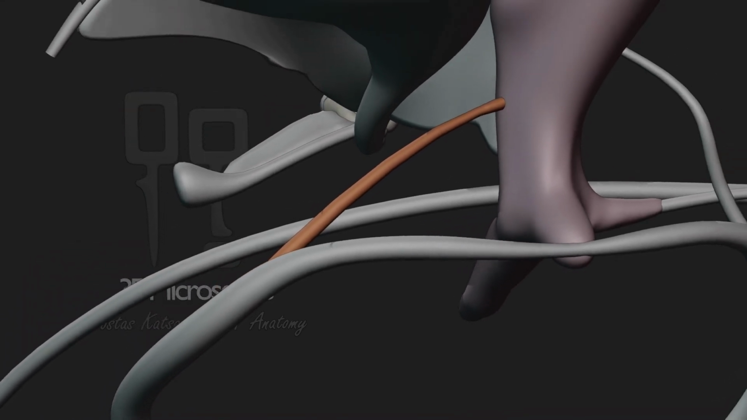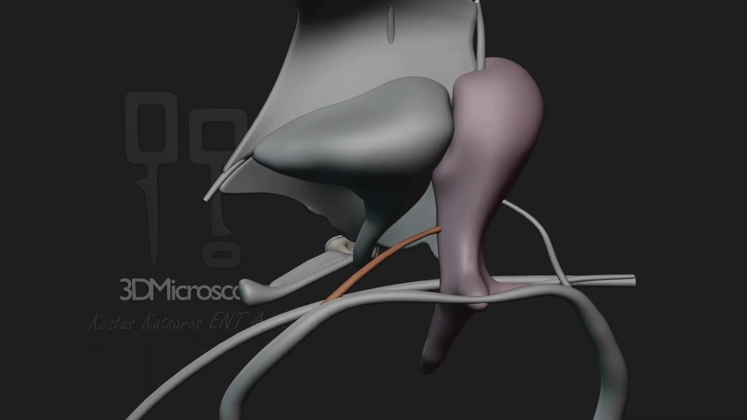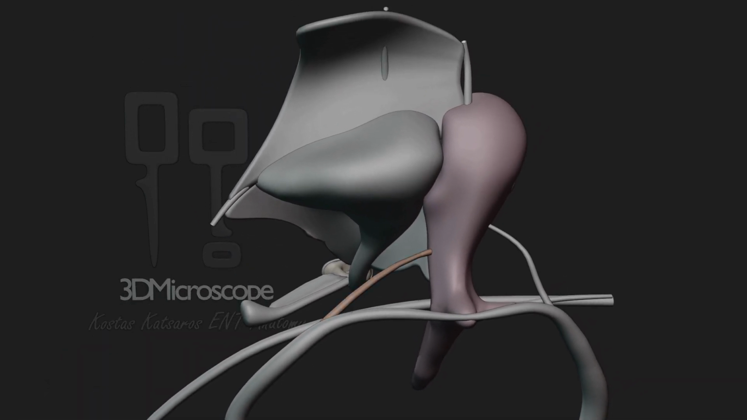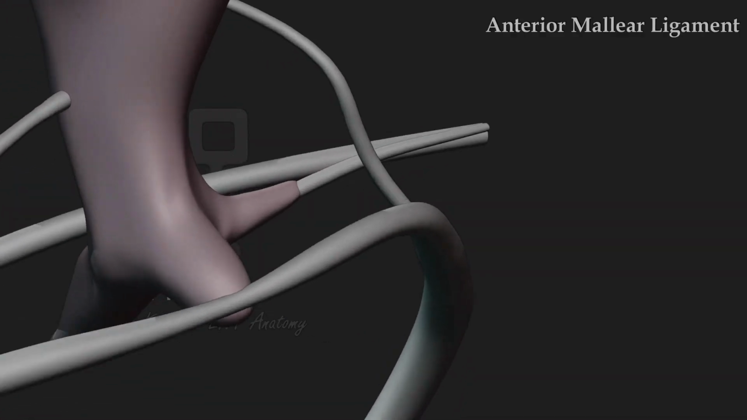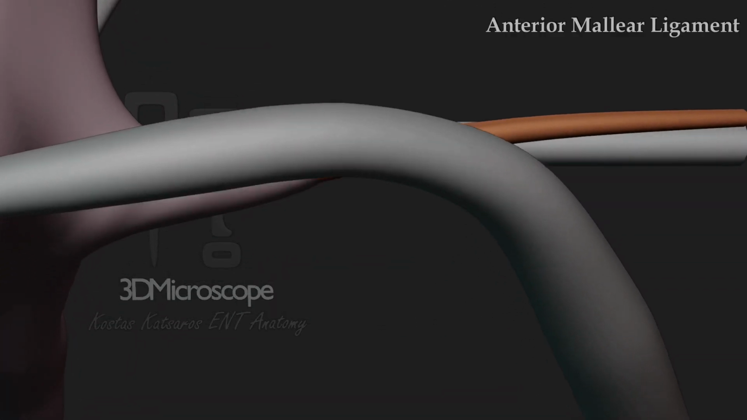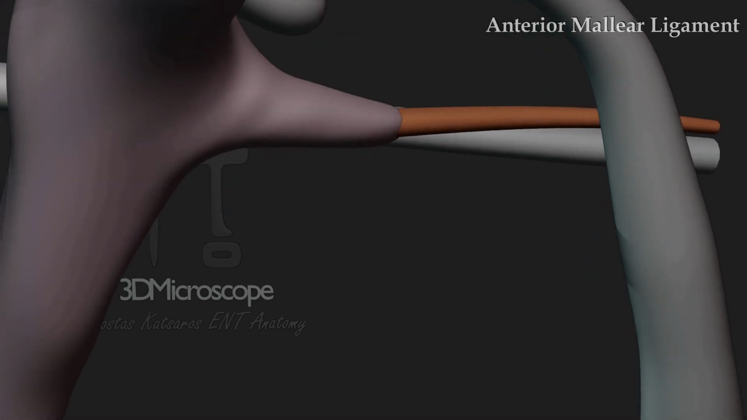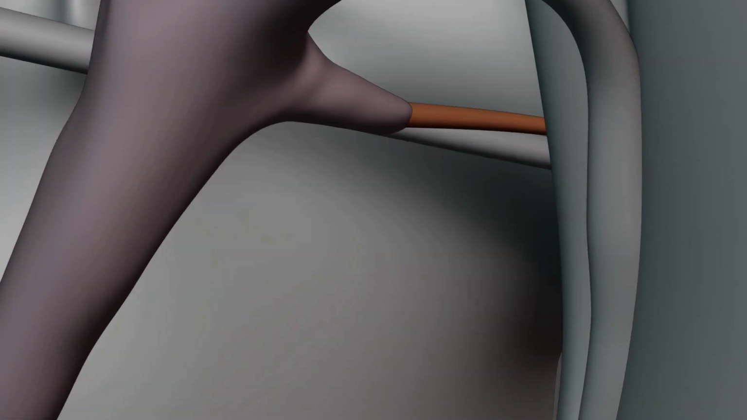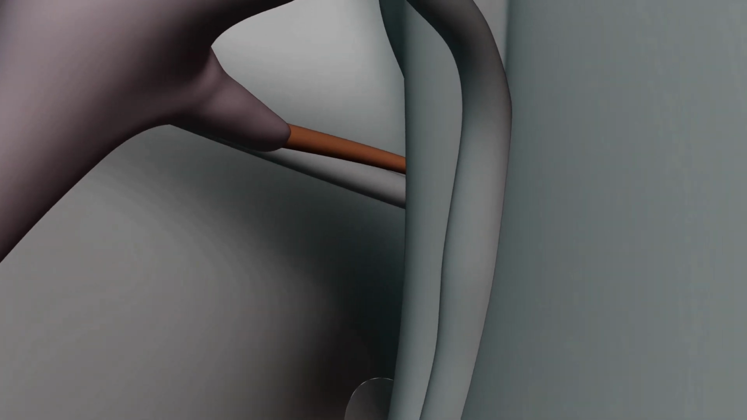Next, we will describe the rest of the malleus attaching structures. The anterior mallear ligament begins from the anterior mallear process of Ravius, passes through the petrotympanic fissure of Glaser, and eventually inserts to the sphenomandibular ligament, connecting the malleus with the mandible. This peculiarity has deep embryologic and evolutionary explanations.